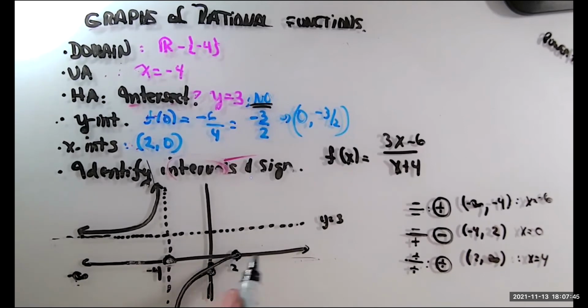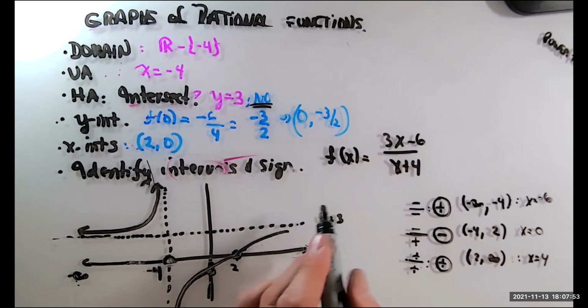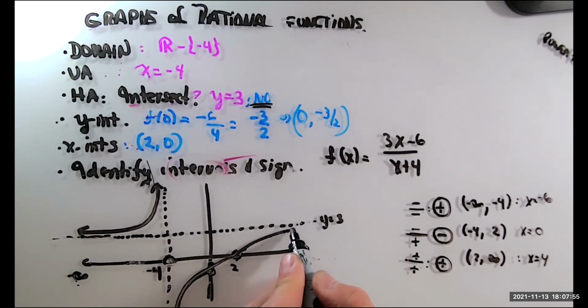Now, from 2 to infinity, the function is positive. Okay, so I need to continue like this. And am I going to go above y equals 3? Never, because this is my asymptote. So we go here at 2.99999. And that's my graph.